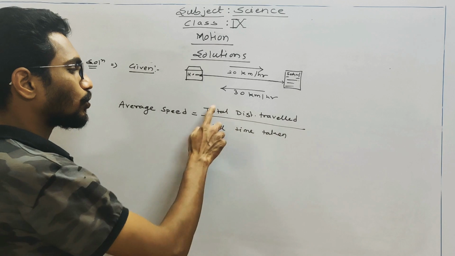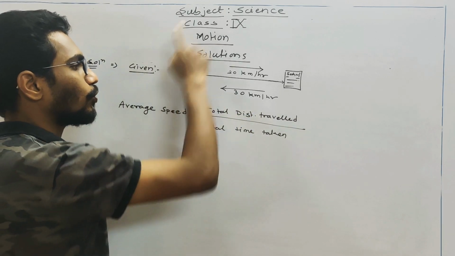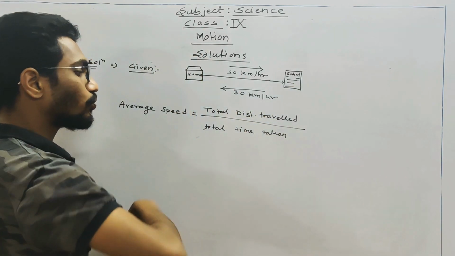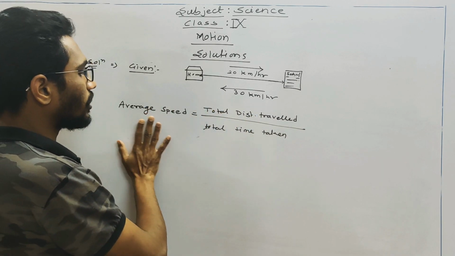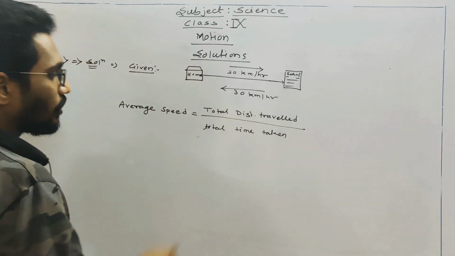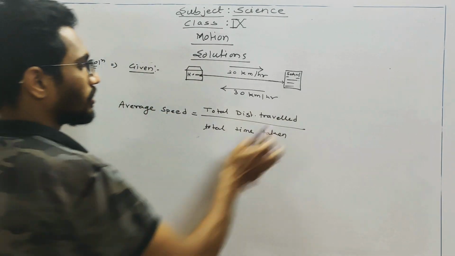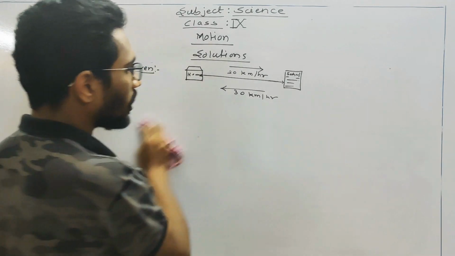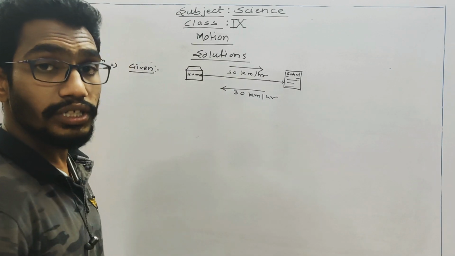You have to find out the total distance traveled when moving from home to school and school to home. Then you have to calculate the total time. Only then can you find the average speed. Yes or no? When you write this down, then only will you get the answer. So we require total time and total distance.